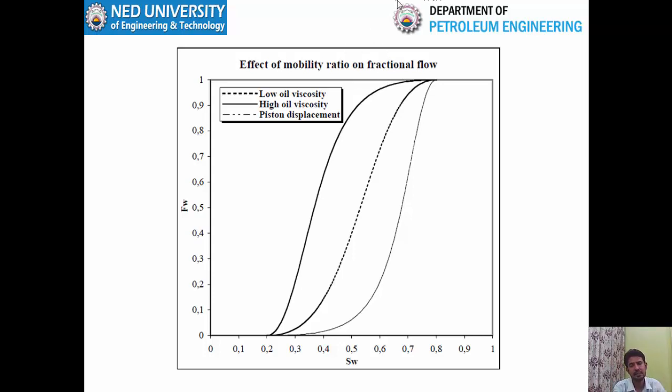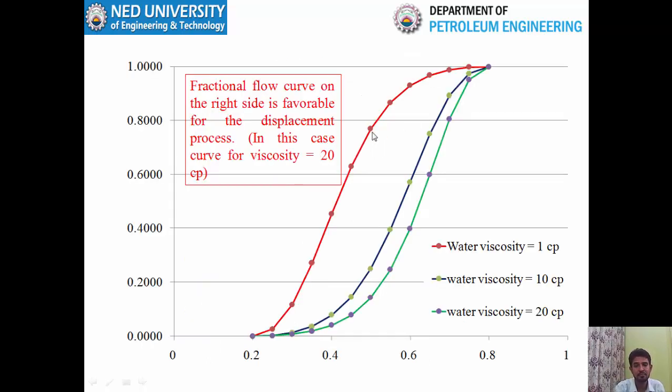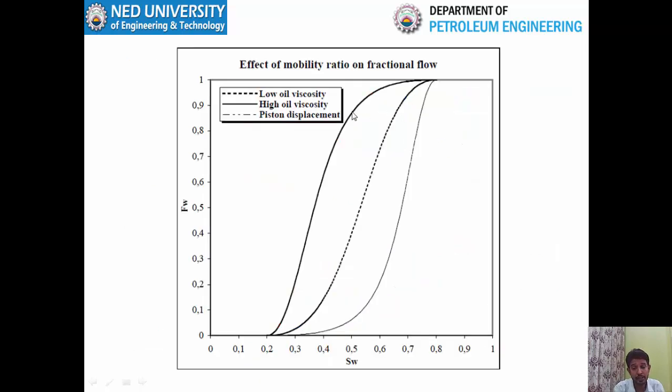The higher the SWF and SW bar numbers, the higher the oil recovery from a given flooding process. In the example we also saw the effect of oil viscosity and water viscosity on the fractional flow curve. When water viscosity increases, the fractional flow curve will move to the right side. Similarly, when oil viscosity decreases, the fractional flow curve will move to the right side.